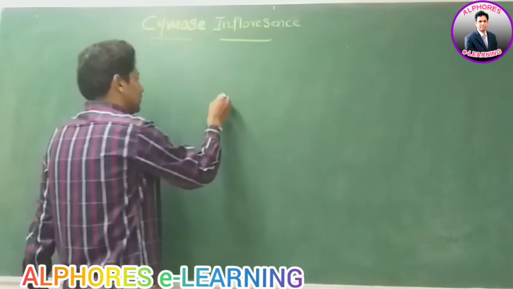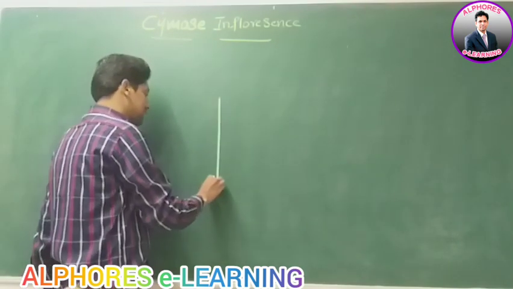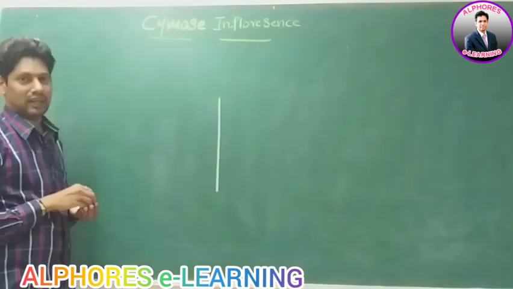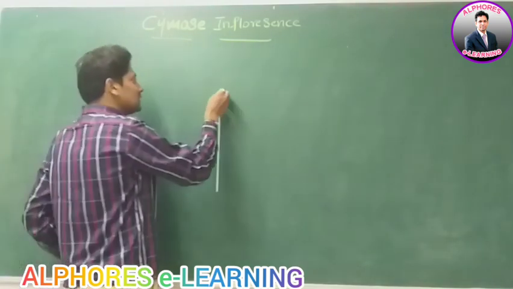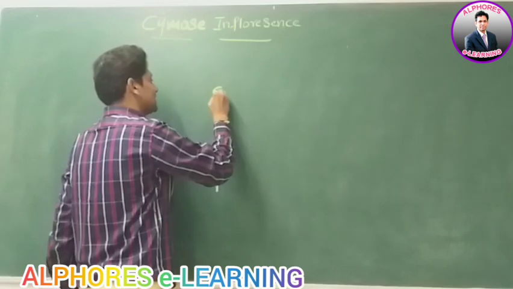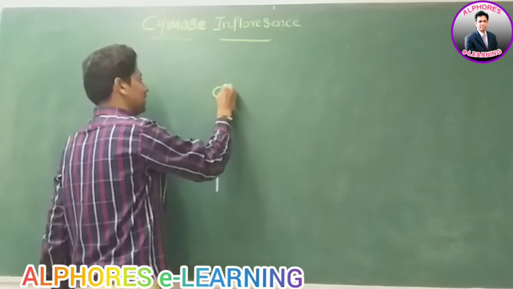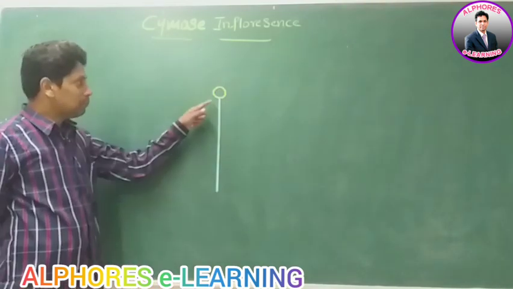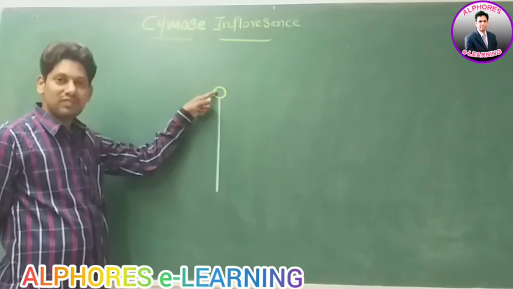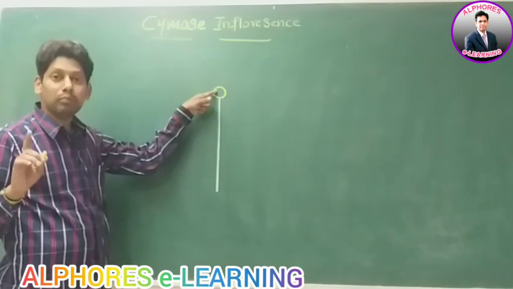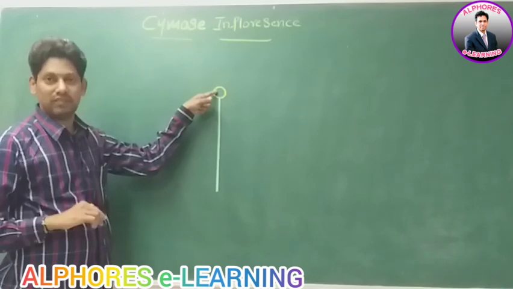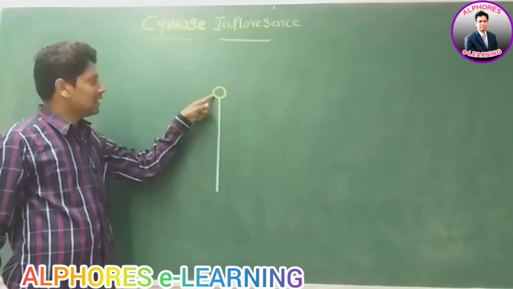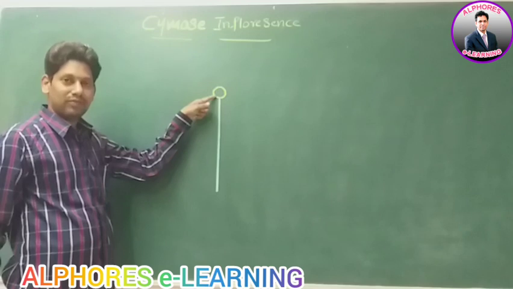Now see here, this is a peduncle. The tip of the peduncle has terminated with a flower. See the diagram. The tip of the peduncle terminates with a flower.